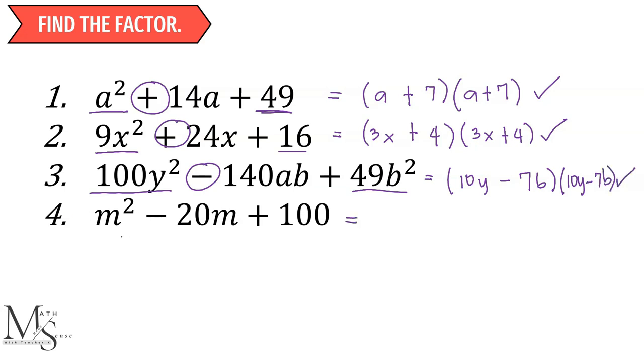Last one. Square root of m squared is m. First sign is minus, and then square root of 100 is 10. Hence, the factors would be m minus 10 times m minus 10.